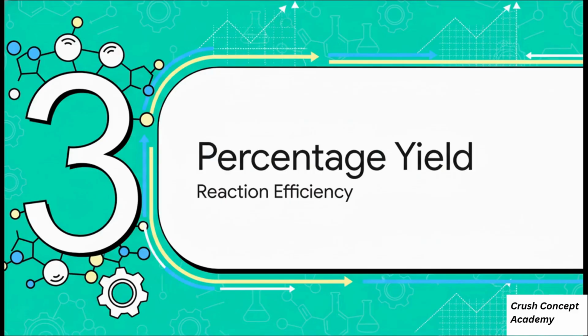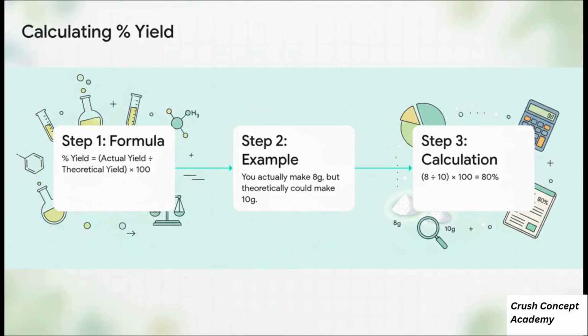This one just tells us how efficient our reaction was. In other words, did you actually get as much product in your beaker as the math said you were supposed to? The calculation here is super straightforward. The formula is your actual yield, that's what you actually measured in the lab, divided by the theoretical yield, that's what you should have made on paper, and then times 100. So if you were supposed to get 10 grams, but you only got 8, your yield is 80%.